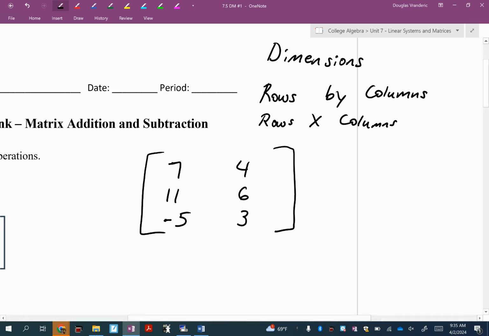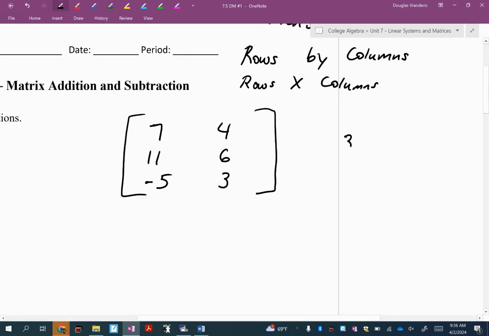Okay, so if you look at the matrix that I just made, what are the dimensions of this matrix? Dimensions is rows by columns. How many rows? 3 rows. How many columns? 2 columns. So this is a 3x2 matrix. These are just the numbers that are in the cells. We're going to use those in a moment, but for now, I just want to make sure you know how to do dimensions.